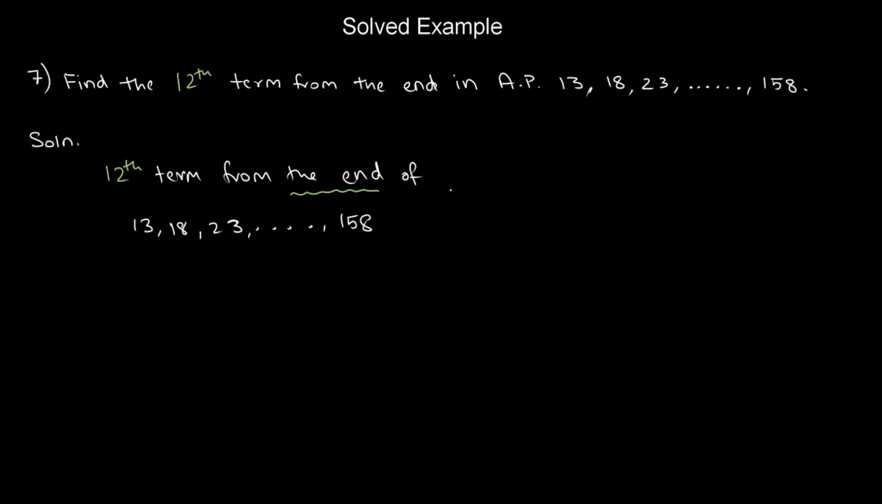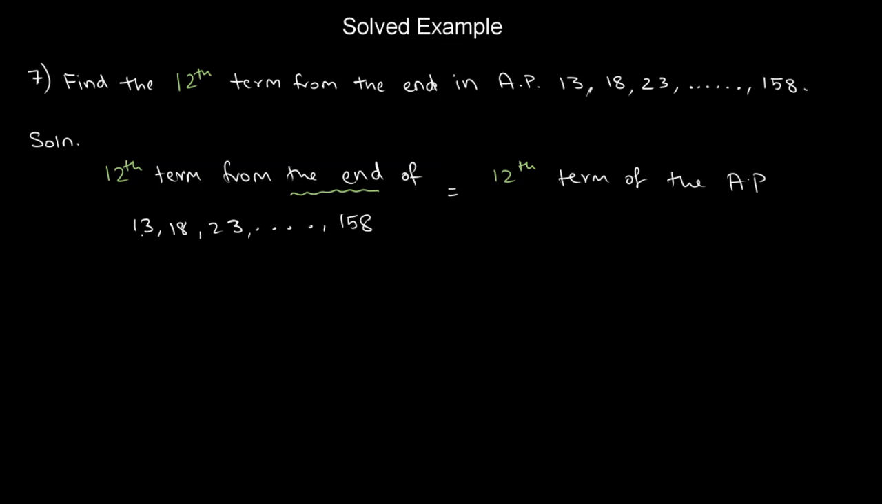Whenever you have a question like this where you want to find the 12th term or 13th term, whatever number term from the end of the AP, I find it easy to flip the AP around and then solve it. So the 12th term from the end of 13, 18, 23 and so on is the same as the 12th term of the AP that is reversed.